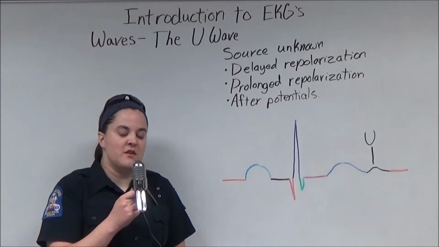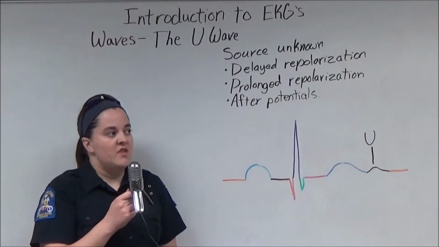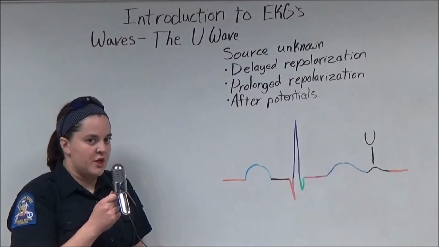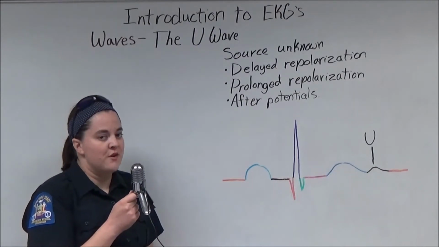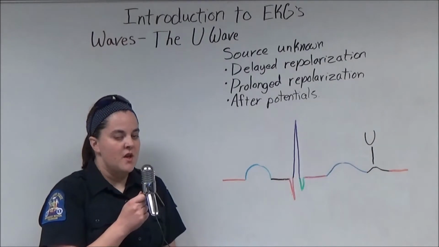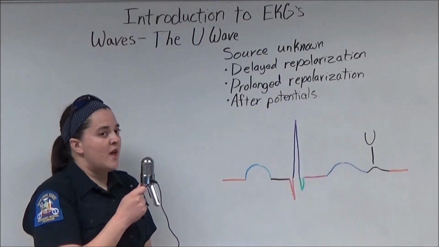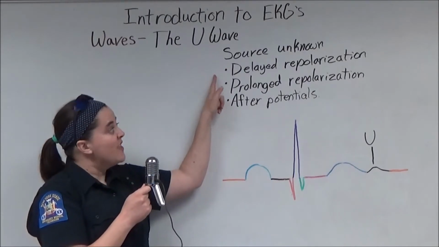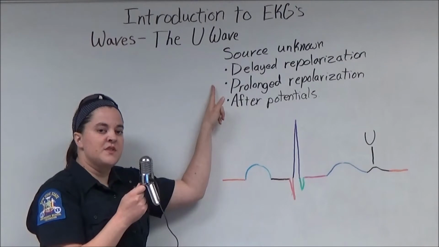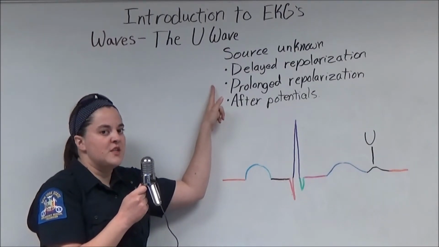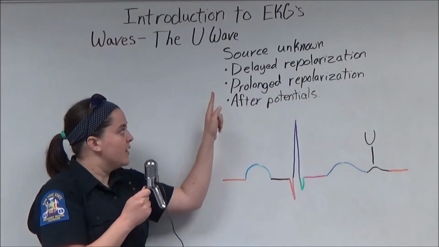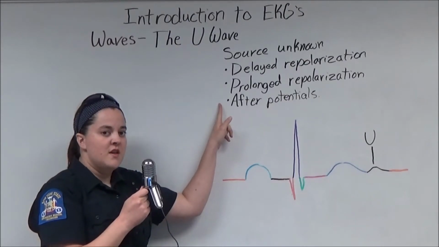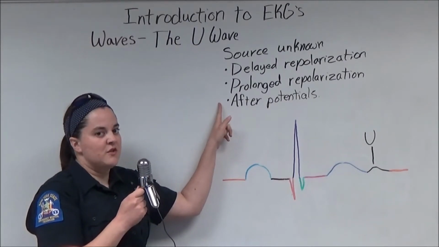According to Marriott's Practical Electrocardiography, the U wave does not have a known origin, although there are 3 different theories as to its source. The first theory is that the U wave is the result of delayed repolarization of the Purkinje fibers. The second theory is that it's the result of prolonged repolarization of the mid-myocardium. And the third theory is that the U wave is afterpotentials resulting from mechanical forces in the ventricular free wall.